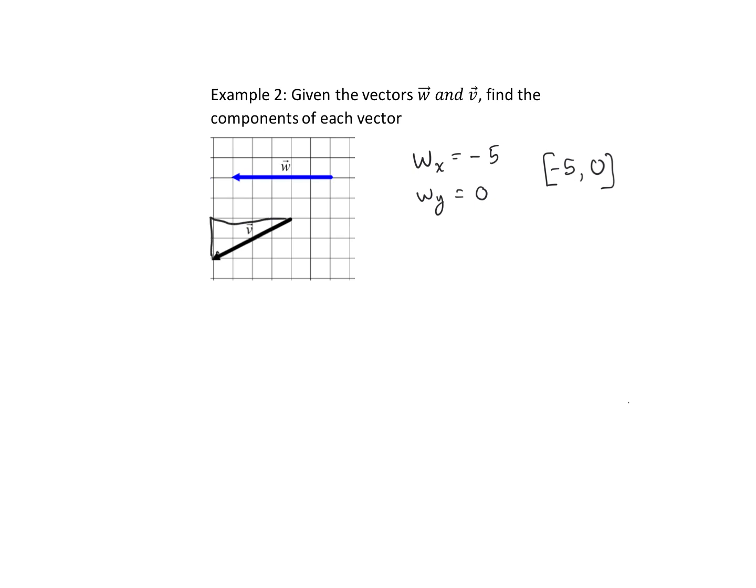V is going left and down. Note the arrow is going this way. Again, I'm going to count 1, 2, 3, 4 units for the x going left, and the y is 2 units going down. Again, both are negative. Negative describes the direction that the vector is going. So we're saying it's going left 4, down 2.